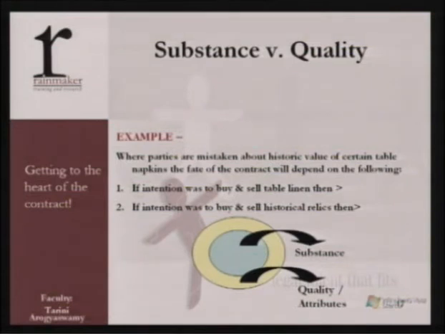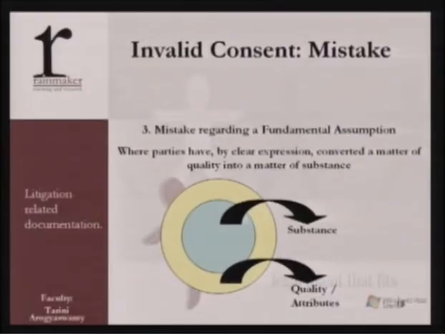That's a mistake as to substance, not quality. What is the substance of those goods? If the parties were looking to sell and buy historic artifacts and they are not in fact historic artifacts, the contract will be invalid. Last situation, mistake regarding a fundamental assumption, where parties have by clear expression converted a matter of quality into a matter of substance.